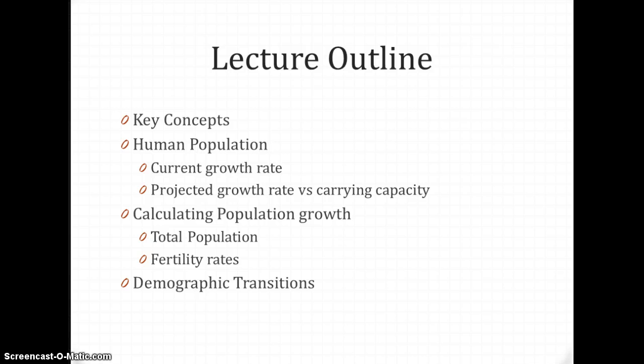Our lecture outline for today is we're going to go over our key concepts, discuss human population, how we calculate population growth, and then examine these things called demographic transitions. Demographic transitions are not covered in your book, so you're going to want to pay good attention and take good notes during that section.